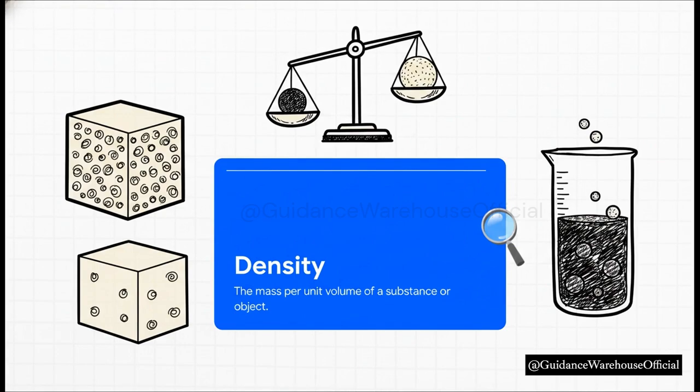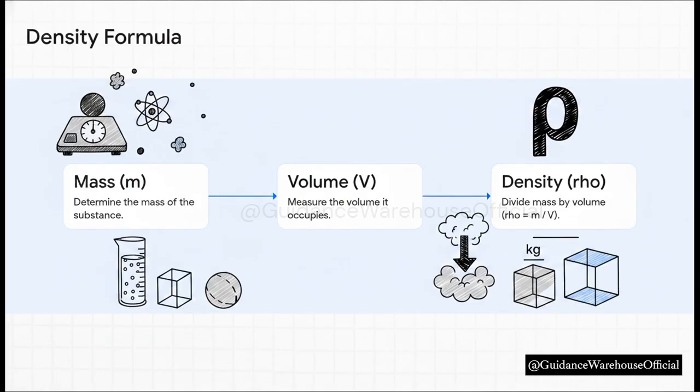What exactly is density? Simply put, density is the mass per unit volume of a substance or object. It basically tells us how much stuff, how much matter, is tightly packed into a specific, given space. It's an absolutely crucial characteristic of every single substance in the physical universe. Let's build this formula step by step.